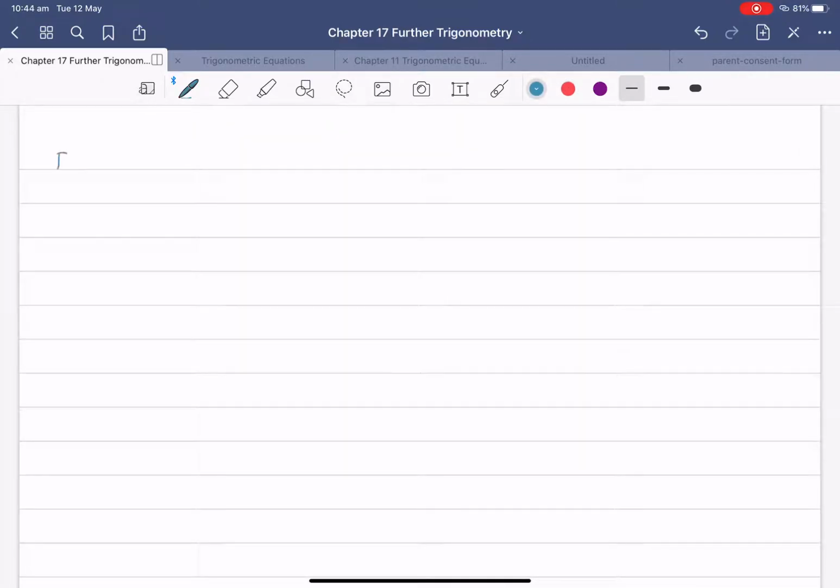So example 2, prove (1 minus cosine 2x) over sine 2x equals tangent x, using the t formula. Now, for this question, if you don't use the t formula, you'll find it a bit hard to prove. But you have to be very careful with this question. That's 2x. So you have to use the method I used before.